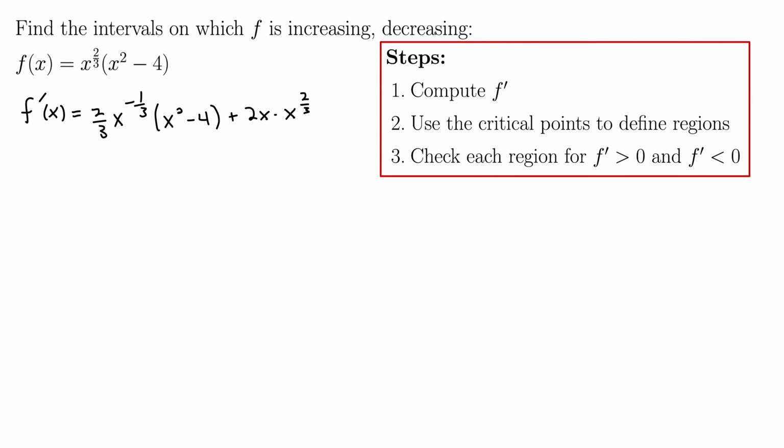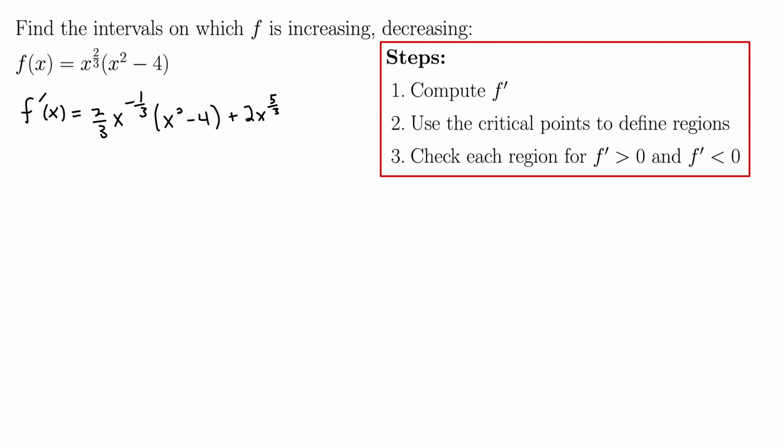The rest is honestly just algebra, but it's a fair amount of algebra. So let's take a look. I guess we can simplify this a little bit since we have 2x times x to the 2/3. Well, this is x to the 1, so we can just add those exponents. 1 is 3/3. This would give us 2x to the 5/3. So let's write that instead. 2x to the 5/3.